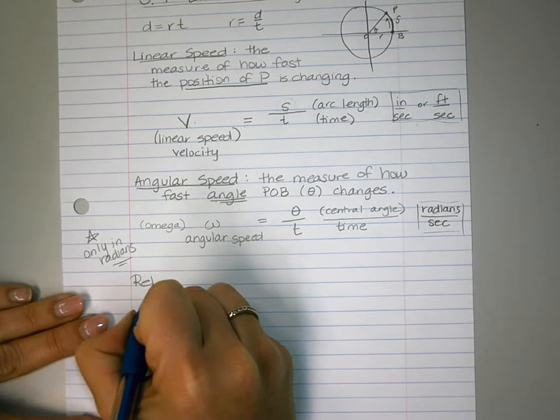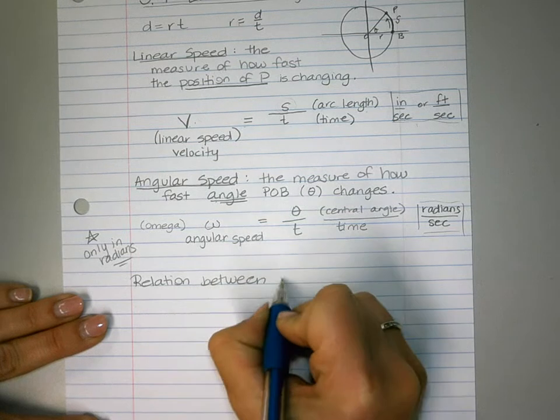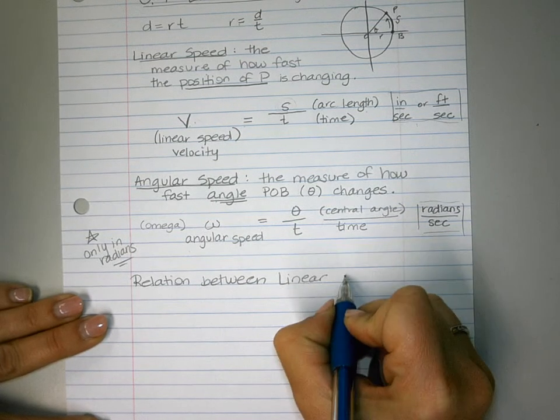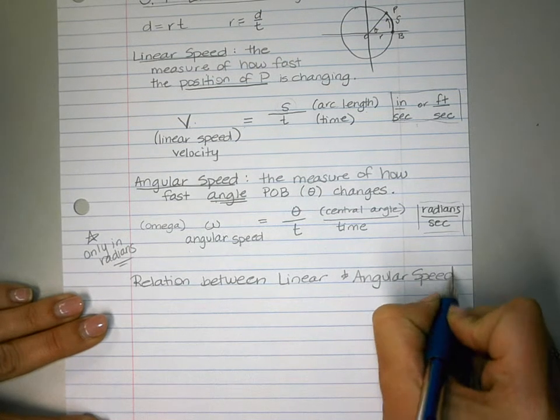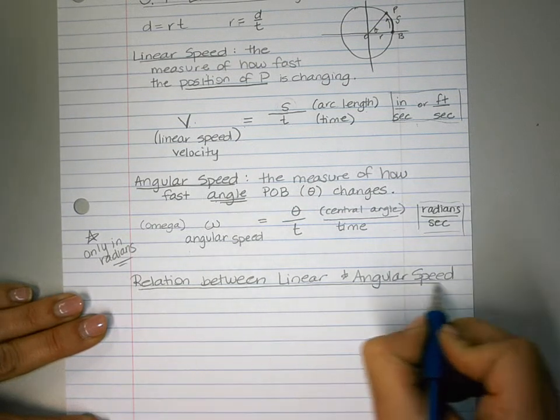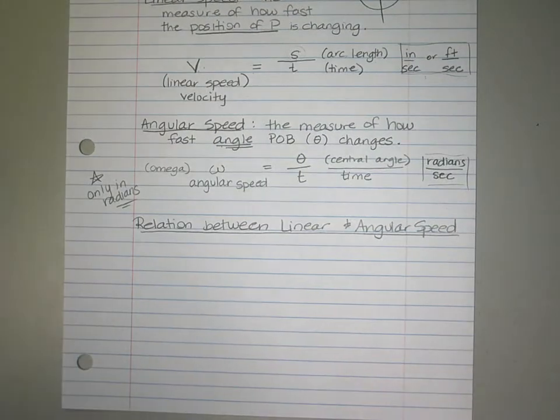Now there is a relationship between these two, and I want you to see the relationship between the two. So here's the relation between linear and angular speed. Okay, so here's the relationship. And again, we're deriving these formulas. I want you to meet these formulas.